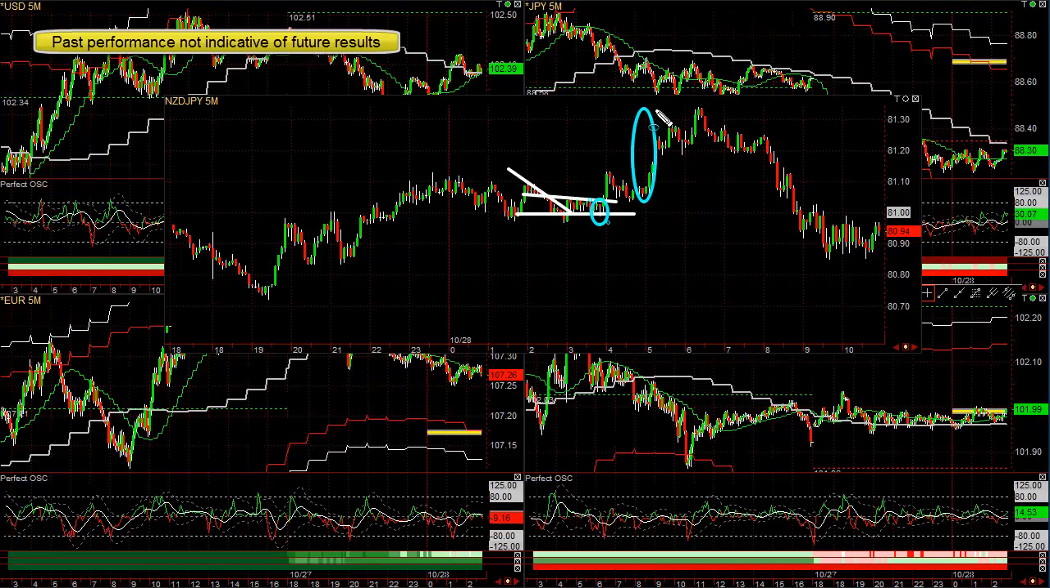You're never going to catch every pip, but let's say you catch 60% of that trade. It's a much bigger win than what your risk is. And that's really the only key to trading.